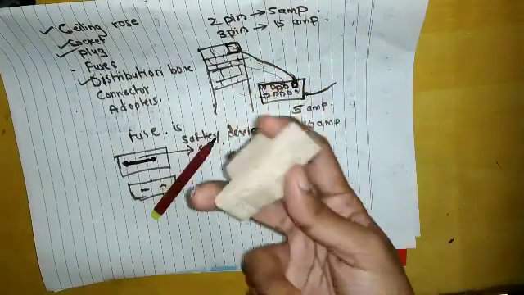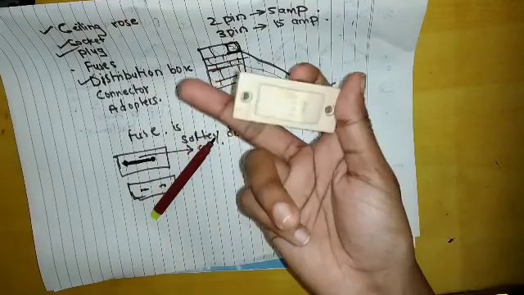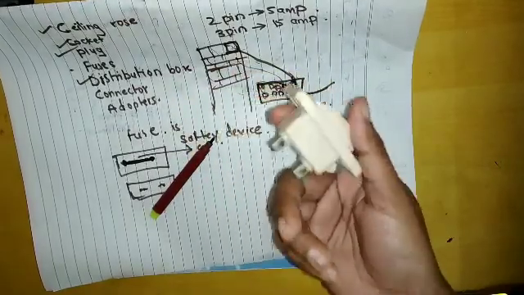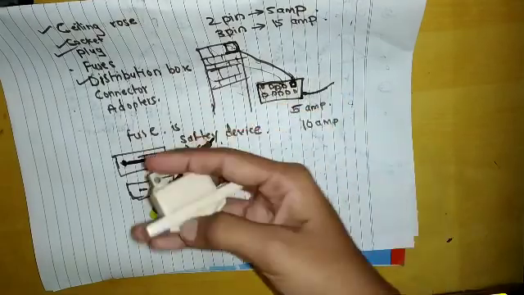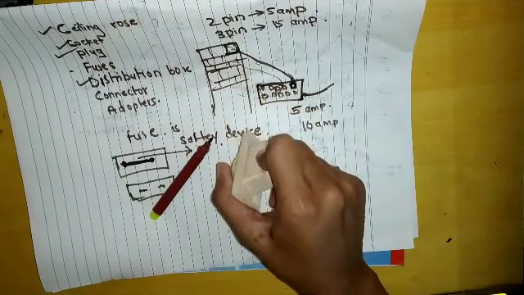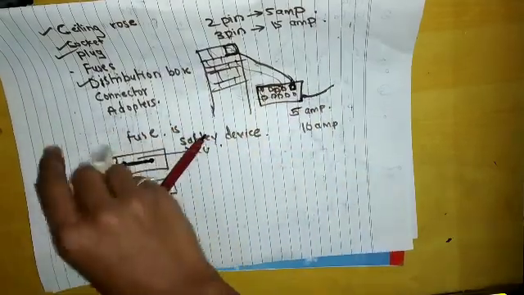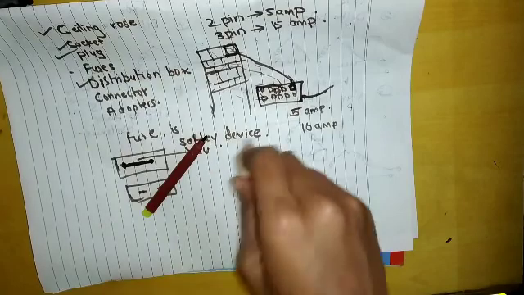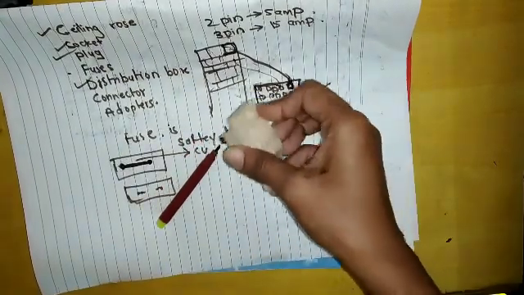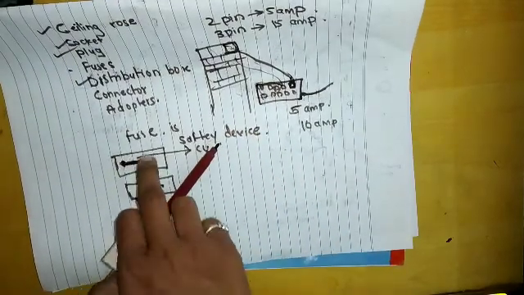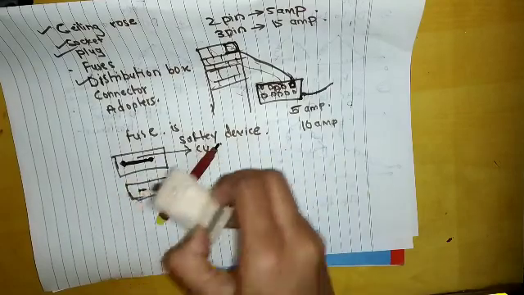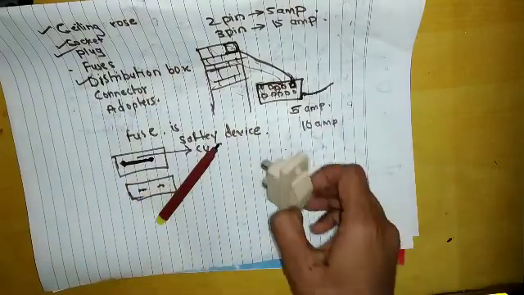Okay, so this is about the fuses. Just remember, a fuse is a safety device used for overcurrent protection. Whenever there is overcurrent flowing, the fuse element will melt. There are two types, rewirable and non-rewirable. In rewirable, we can reconnect the fuse element again when it melts, and in non-rewirable we cannot rewire it. So this is about the fuse.